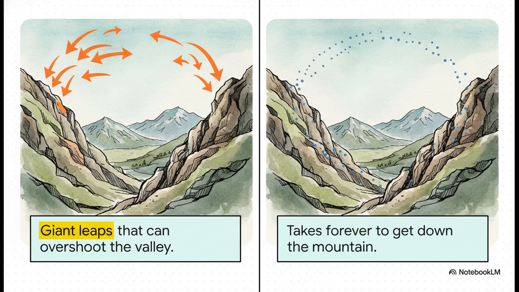If your learning rate is too high, you're basically taking giant leaps, and you might overshoot the valley completely. But if it's too low, you're taking tiny baby steps, and it's going to take forever to get down the mountain. The crucial takeaway here is that the library calculates the actual, hardcore mathematical derivative for you. Your job as the data scientist is to tune these hyperparameters effectively to guide that descent smoothly.